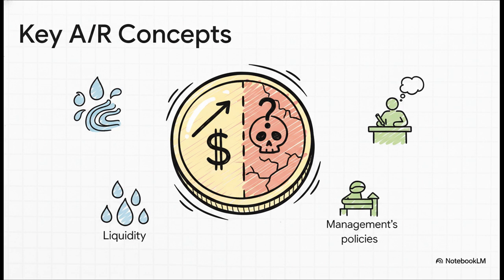It tells you about the company's liquidity, its ability to pay its own bills, and it's a direct reflection of the company's policies. Is management being too loose with credit just to pump up sales numbers, or are they being smart and disciplined? The answers are hiding in the AR details.